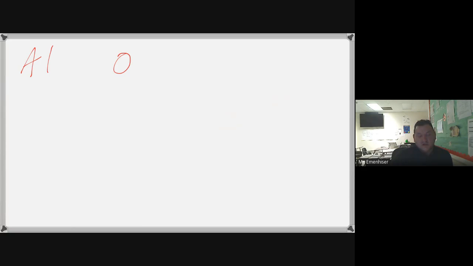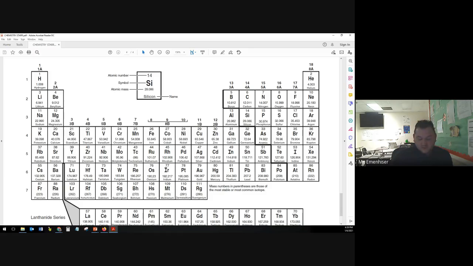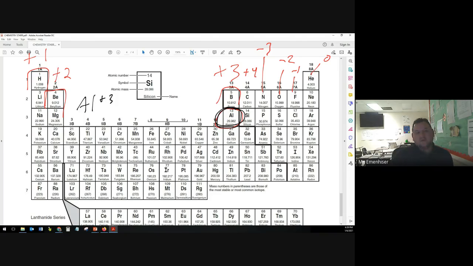All right, let's go back to the periodic table and determine their charges. So if we look at aluminum, he's right here. Remember, this is group 1 plus 1, group 2 plus 2. That'll be those guys and those guys. This is group 3, so aluminum is a plus 3. And then it goes plus or minus 4, and then it's minus 3 for these guys, minus 2 for these guys, minus 1 for these guys, and then 0. So there's aluminum. Aluminum is a plus 3. If I make an ion with aluminum, it's going to be a plus 3 ion. It's going to lose 3 electrons.